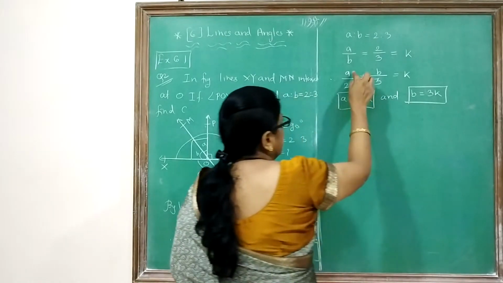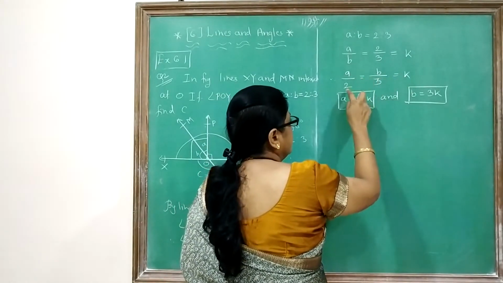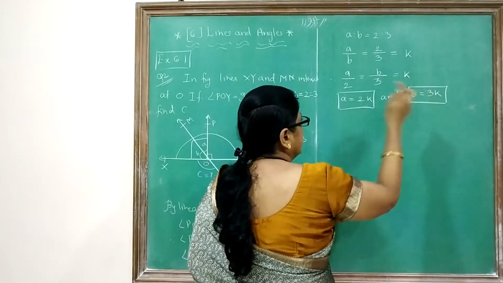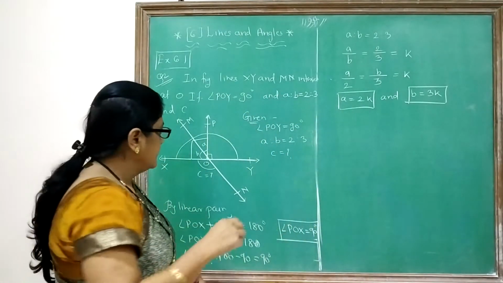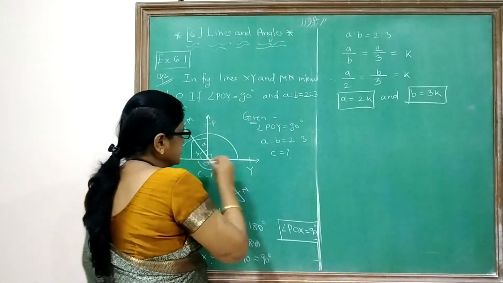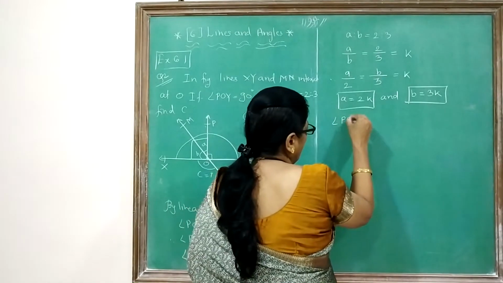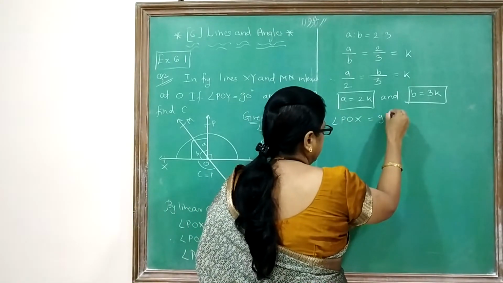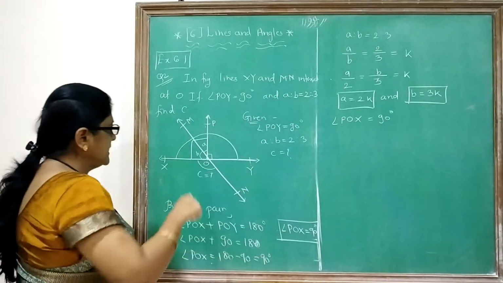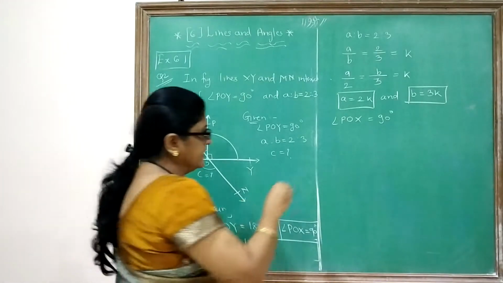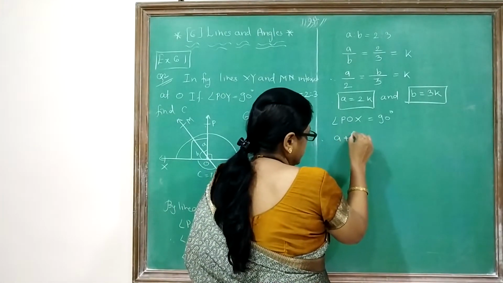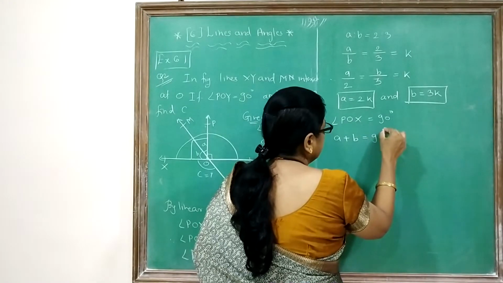Again you will see A by 2 equal to K, that is A equal to 2K, and B by 3 equal to K, that is B equal to 3K. Then here angle POX is 90 degree. Angle POX equal to what? 90 degree. Then in POX, which angles are present? A and B. Then you will write here A plus B equal to 90 degree.